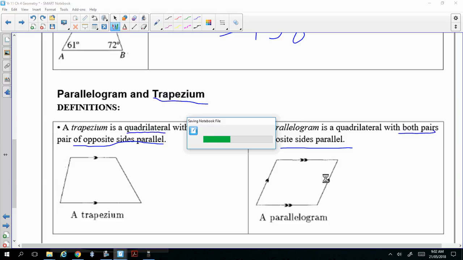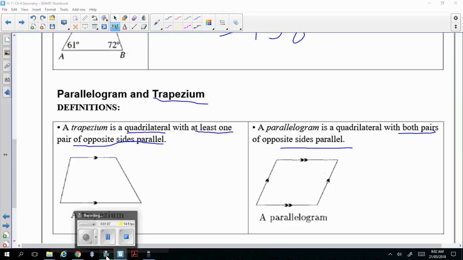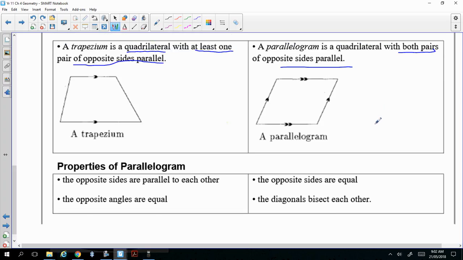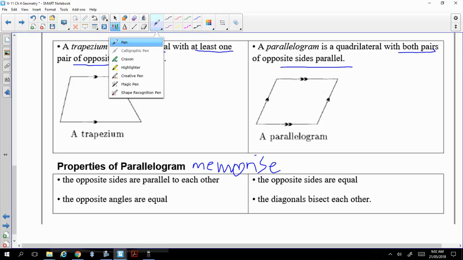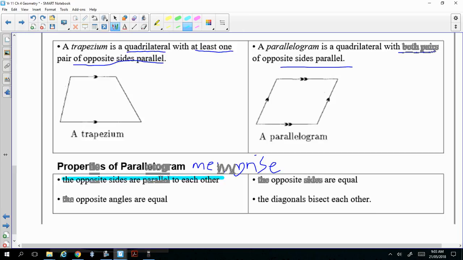Because the parallelogram has two pairs of sides parallel, we have four properties. These are the four properties which you need to memorize. They are not on the formula sheet, so memorize them. I just drew a heart there, which is a good way to memorize, because you keep it in your heart. So let's highlight these four properties.